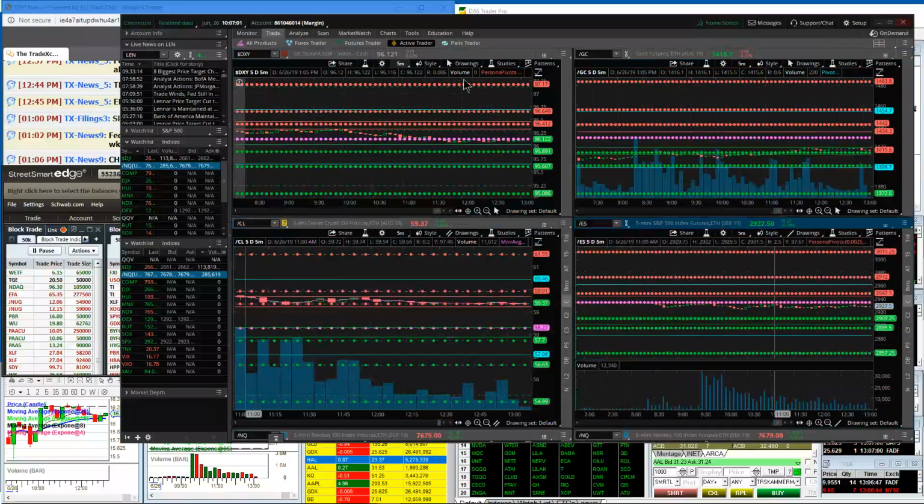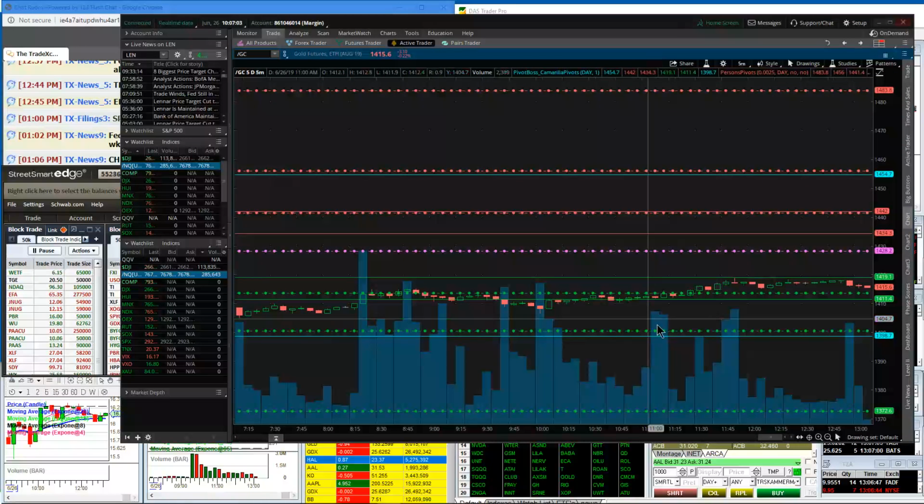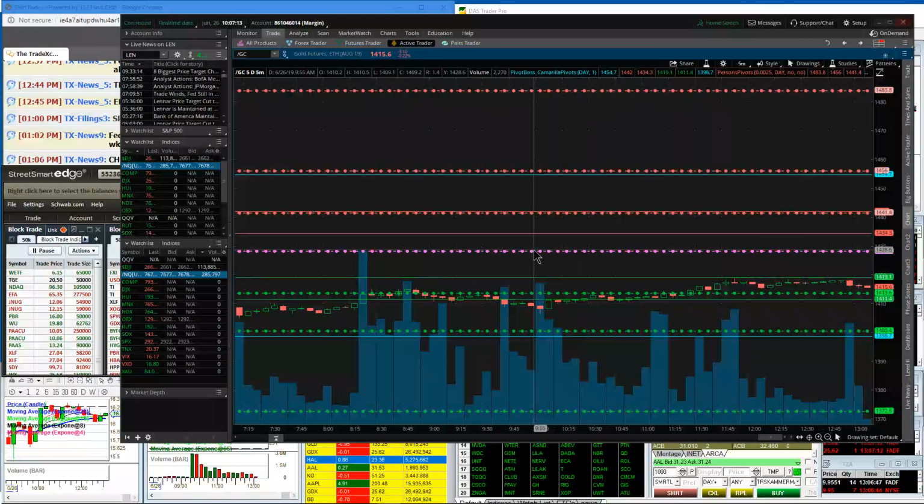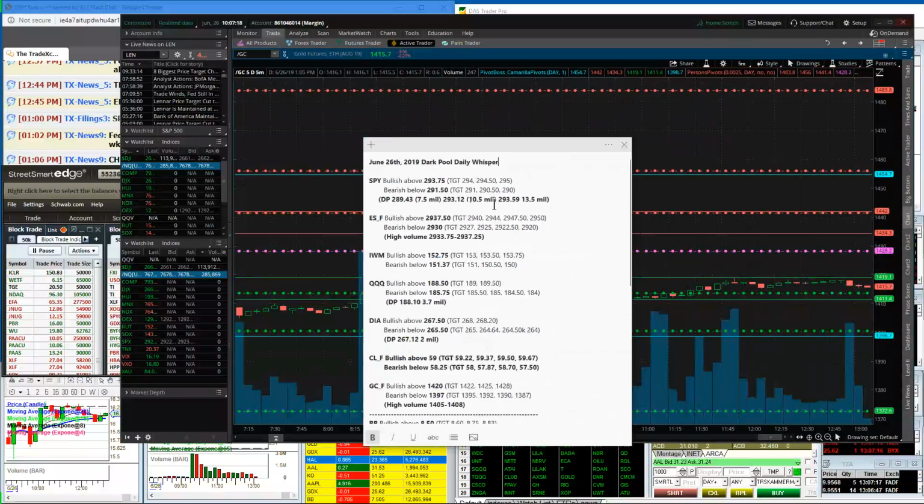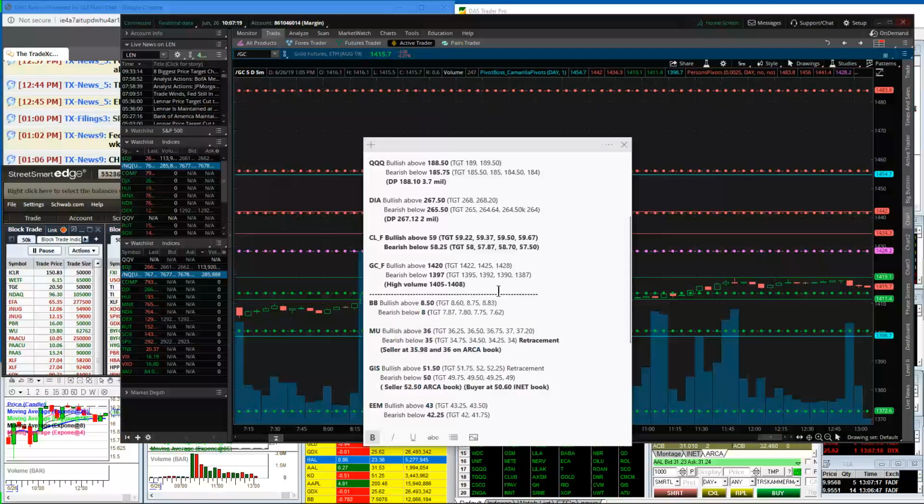If I'm trading gold, here's my gold. I absolutely love it. You can see, look what we came up to. Amazing. Right at this Camarilla pivot this morning and moved down. So why did I pick this morning? Let me go to my whispers. Okay. Why did I pick 1420? Where's my gold? Yeah, 1420. Anybody want to take a guess?